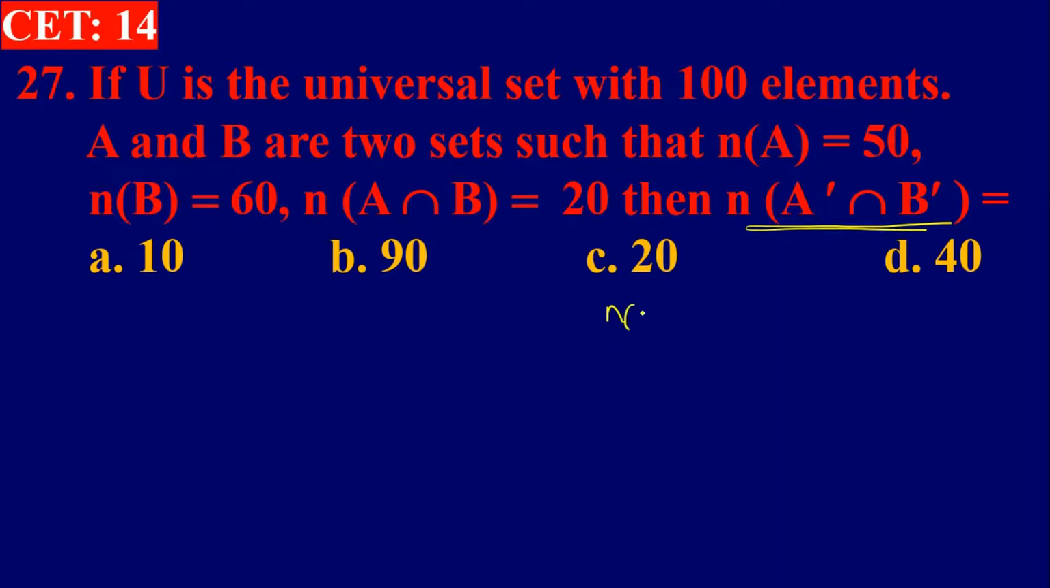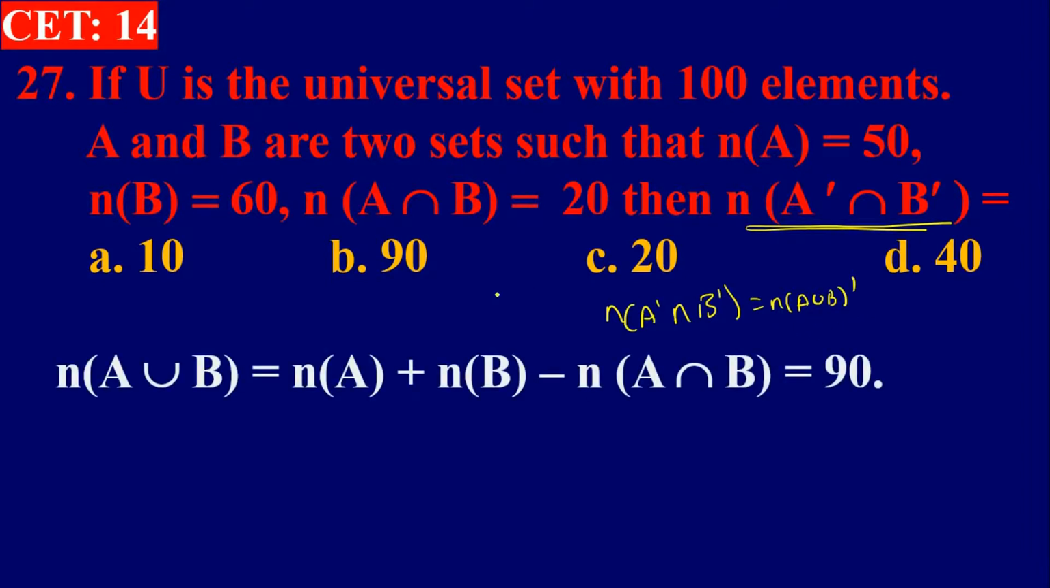n of A dash intersection B dash is the same as n of A union B whole dash, using De Morgan's law. First we find n of A union B using the formula. n of A union B is n of A plus n of B minus n of A intersection B, which is equal to 50 plus 60 minus 20. So 50 plus 60 is 110, 110 minus 20 is 90. Therefore n of A union B is 90.